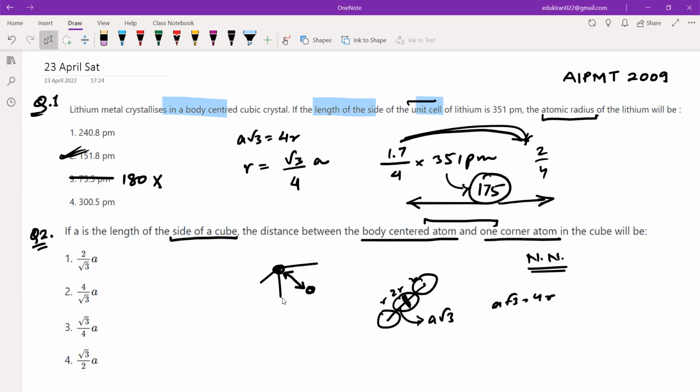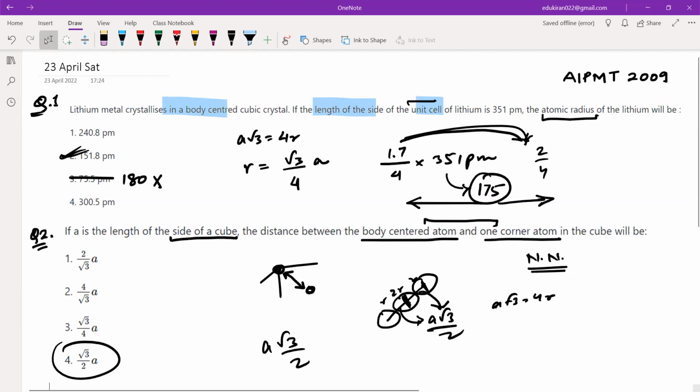But if you look at this distance, this is what? A root 3 by 2. This distance, yes or no? The distance between corner and this is the body center, right? So this will be A root 3 by 2. This is the answer, fourth one. Okay. Now let's look at one more.